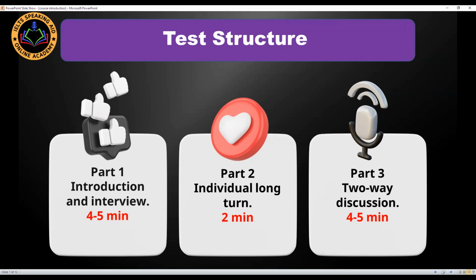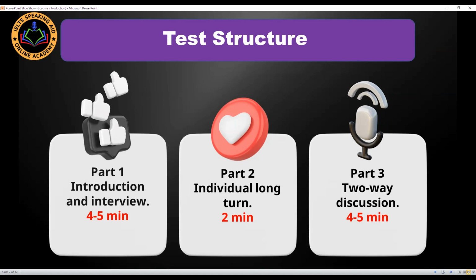For rounding up, there are methods. Don't worry about the methods. Simply, I can say maybe you can give some reasons, maybe you can give some examples, maybe you can give some details. Likewise, you can round up your answer in part one.